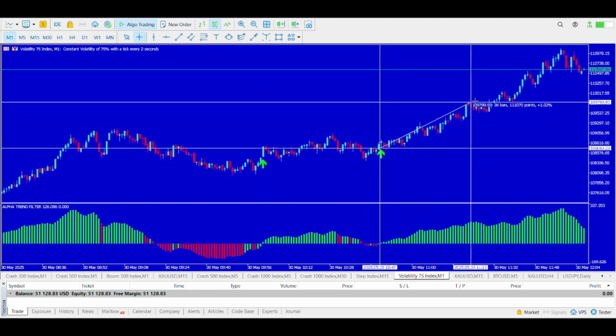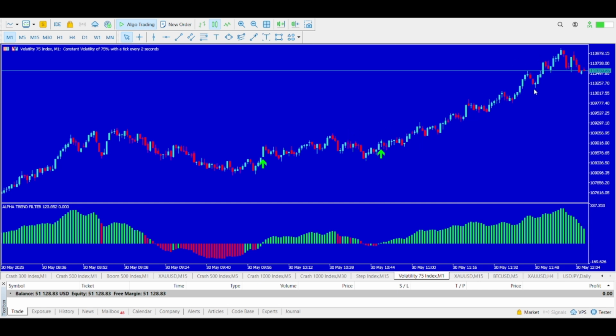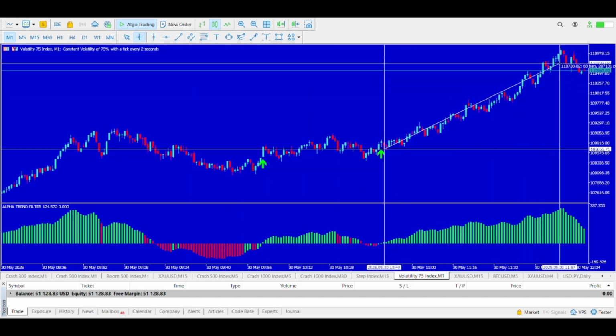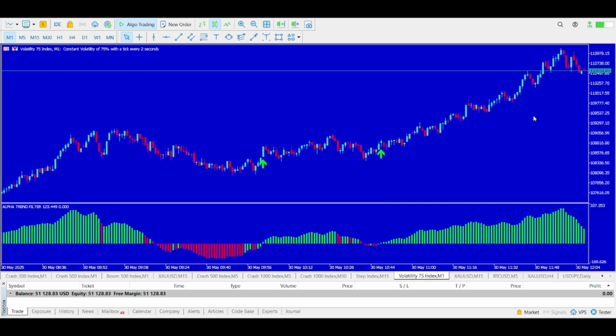So that's how simple it is to use this indicator. We can see here we had a buy trade, and you see how accurate this indicator is. So this is today, the 30th of May. Price in VIX 75 has been moving up. By just making use of this indicator, you're going to be in this particular trade, and you're going to make huge profits. So basically, that's how you use this strategy in Deriv Synthetic Indices.